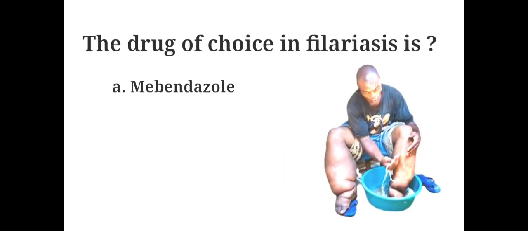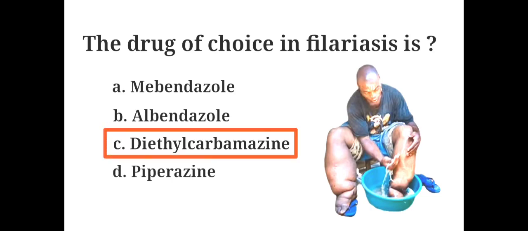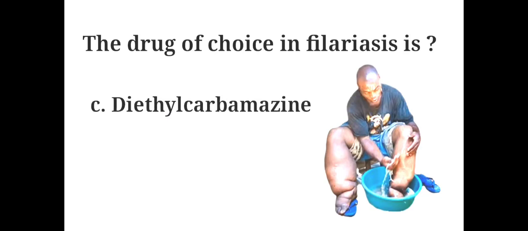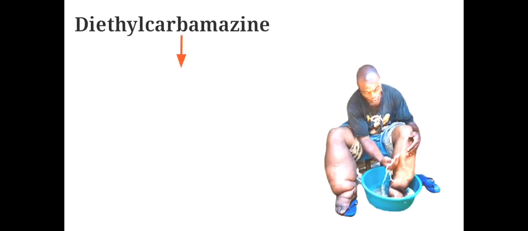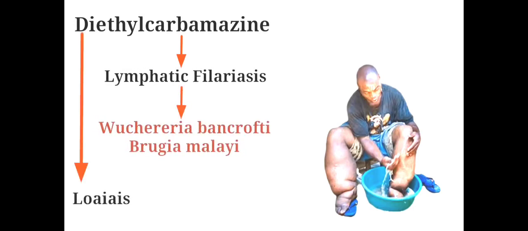The drug of choice in filariasis is A. Mebendazole, B. Albendazole, C. Diethyl carbamazine, D. Piperazine. And the answer is C. Diethyl carbamazine. Diethyl carbamazine is the drug of choice in filariasis. It is the drug of choice for treatment of lymphatic filariasis caused by the parasites Wuchereria bancrofti, Brugia malayi, and of Loiasis caused by the filarial parasite Loa loa.